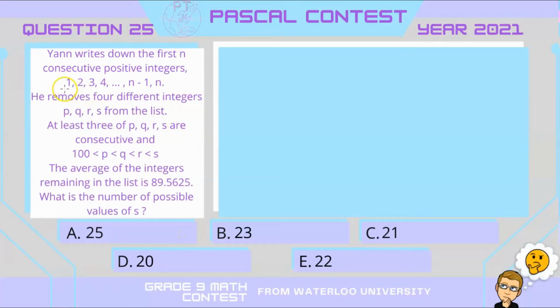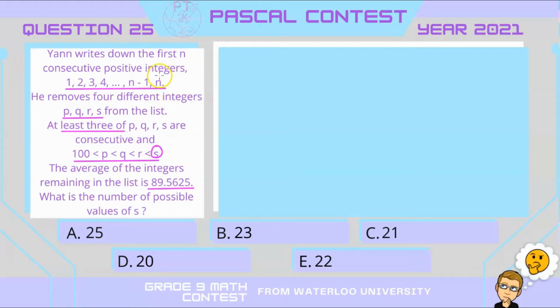Alright, so this question has a set of consecutive integers starting at 1 and going up to some unknown integer n. And then Jan removes 4 integers from the set. We don't know which 4, but we know that 3 of them are consecutive and they're all greater than the number 100. After he removes those 4 integers, the remaining integers have an average of 89.5625. The question says, what are all the possible values for s?